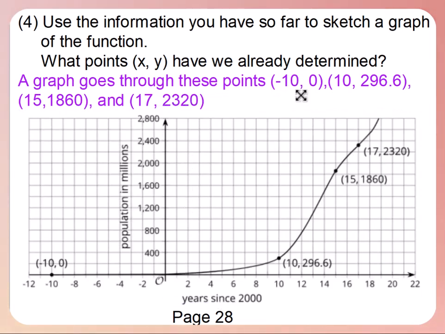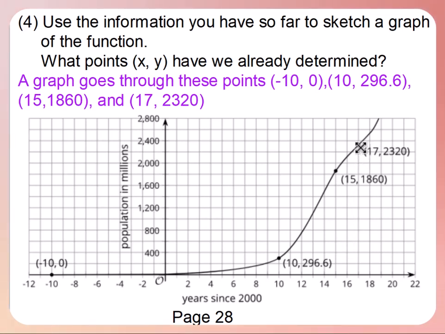All right, we'll start with -10, 0. So that goes here. 10, 296.6. That goes here. 15, 1,860. That goes here. And 17, 2,320.